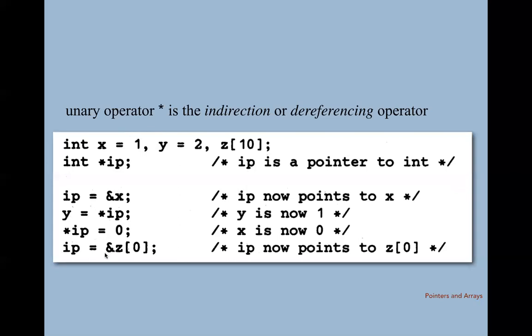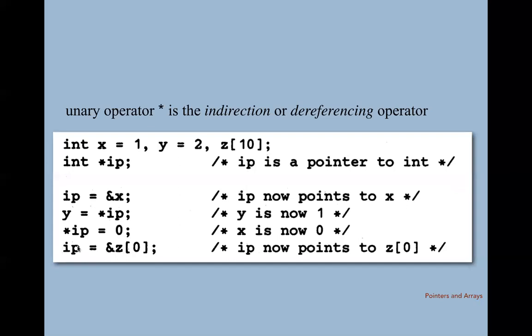Then the next one, Z of 0 is the first element of your array Z. Ampersand Z of 0 is the first array element's address. That is going to be IP now. So IP now points to Z of 0.